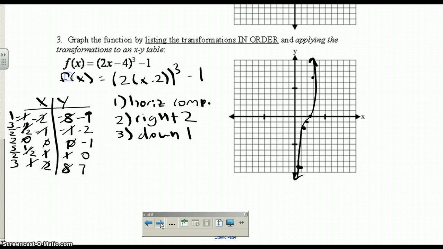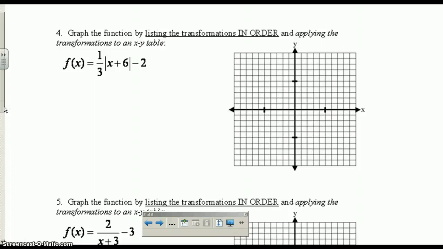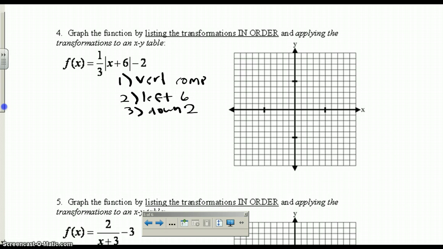Okay, so let's flip it over to number 4. Number 4, this is our absolute value. Let me list out the transformations. We have a vertical compression as well. 2, we're going to move to the left 6. And 3, we're going to move down 2.